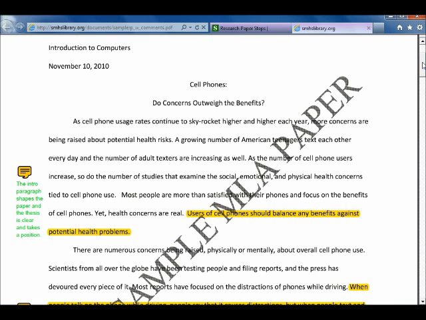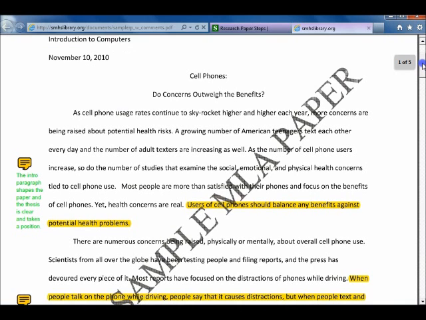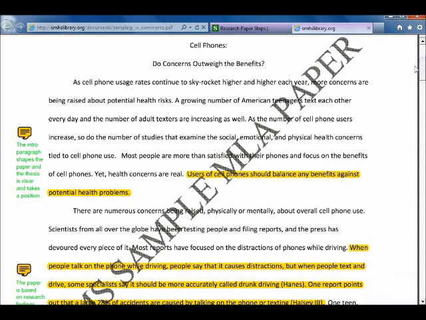The paper is not perfect, but it does some things very well. The best parts of the paper are highlighted, and the highlights are explained in the margins.